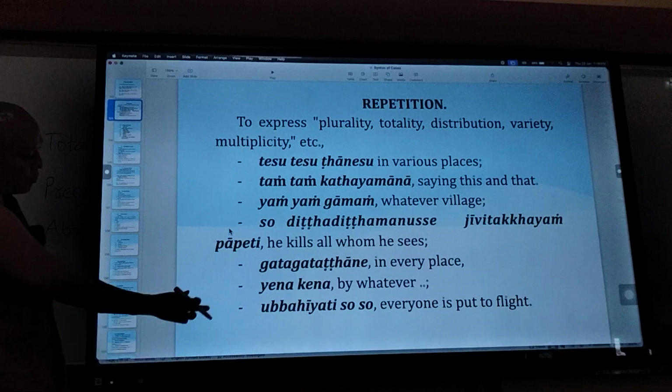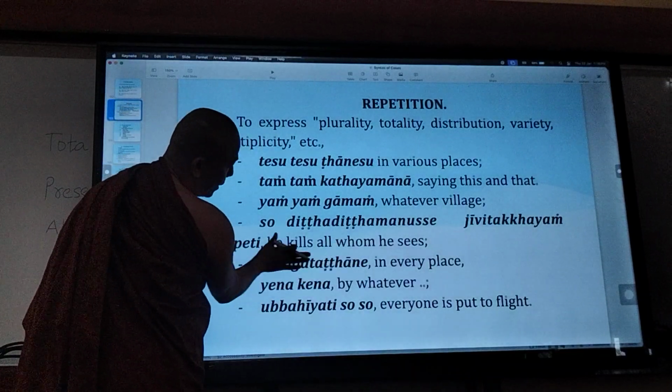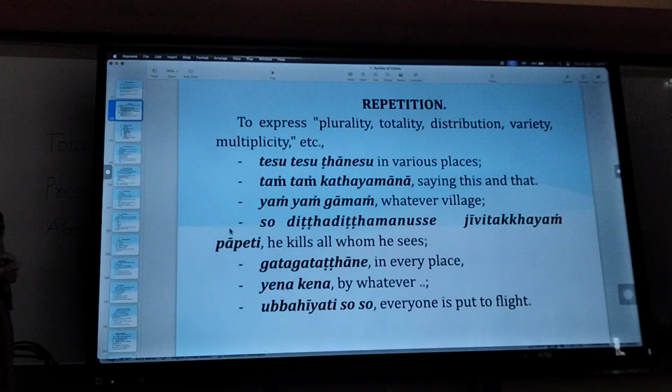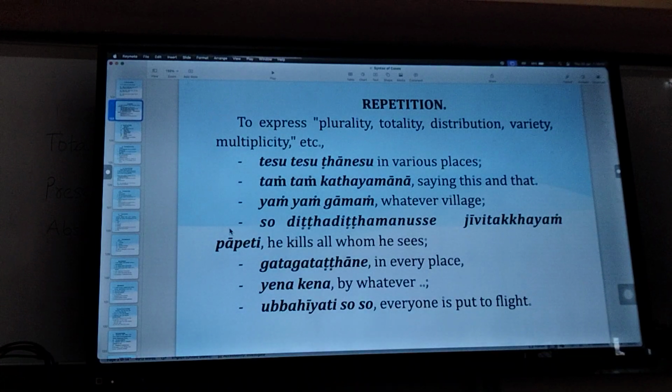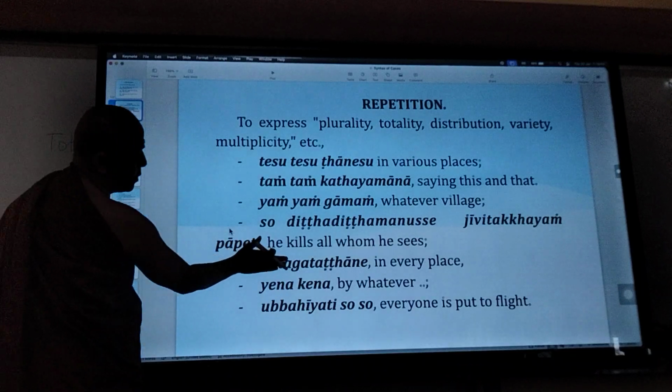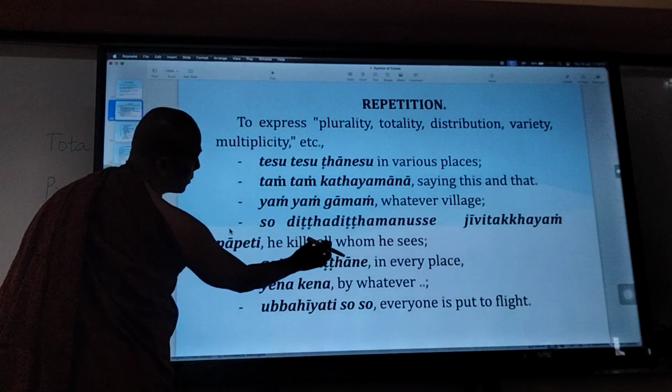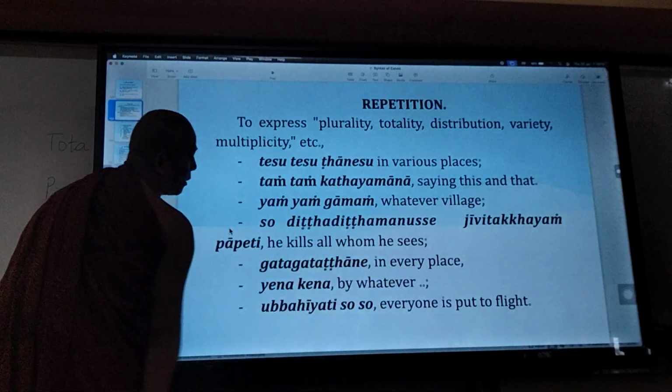So the next example, gada tani. So you see gada tani. In every place, gada tani means in every place he goes or he went. But at that time, we don't need to translate the sense of gada. Just the sense of all or the sense of every can be understood.